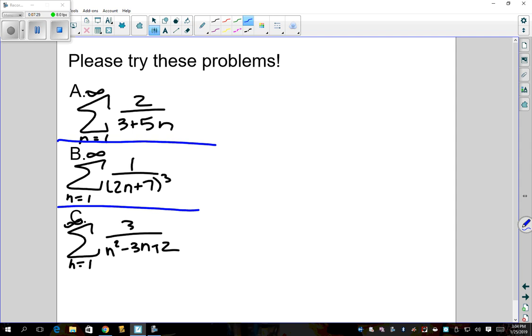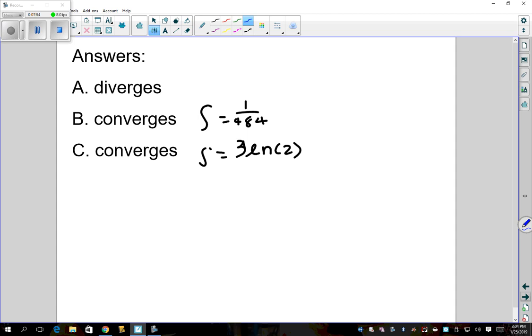I'm going to flip to the next slide, which is the answers. Again, I did not write out the full solution because I want to talk about these later in class. So take a minute to copy these down, try the problem, see how far you can get, and then make note of where your questions were and how far you got. And here are the answers: diverges, converges, and converges, and I wrote out what the integrals converge to.